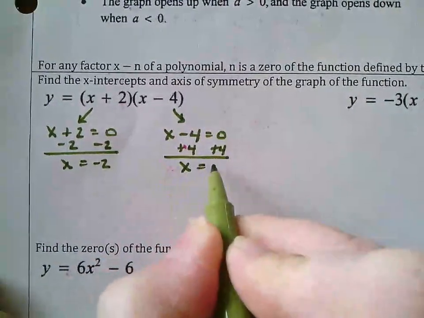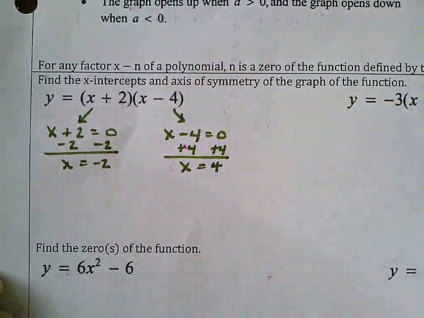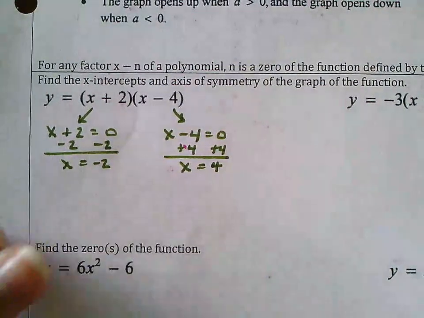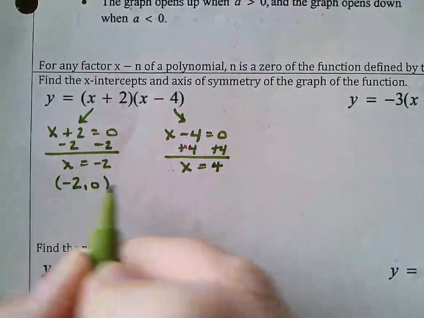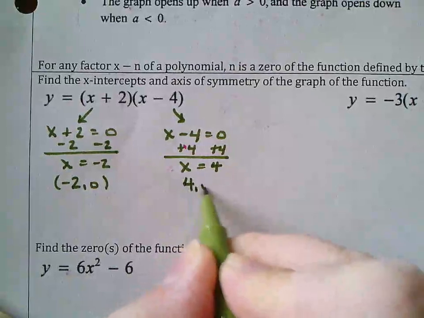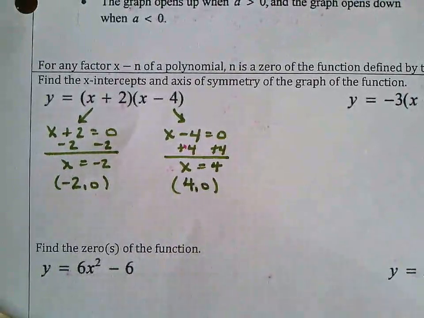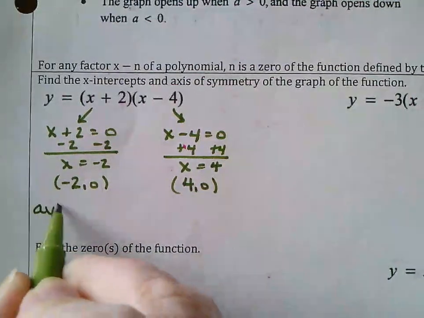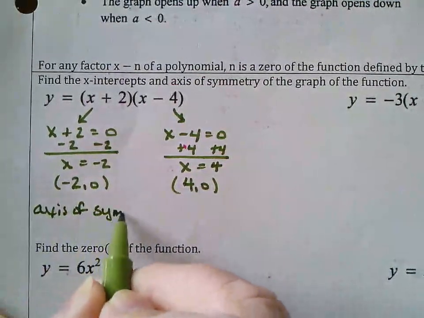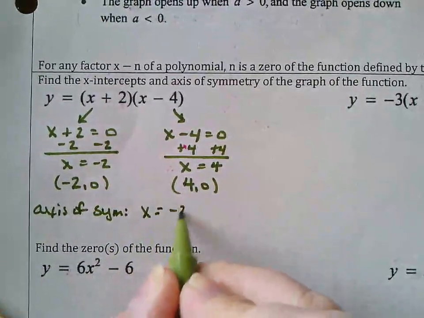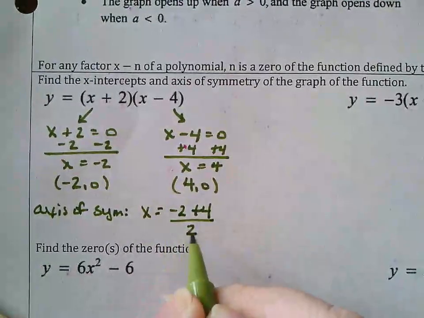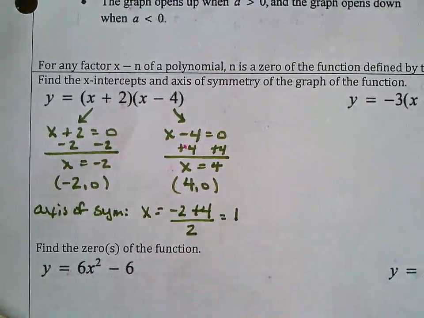You might actually be really good at this right now and not even need to write out those steps, which I'll eventually stop doing, but right now I'm just writing them out so you can see it. So this means that one of my intercepts is at (-2, 0), and my other intercept is at (4, 0). And if you're trying to find the axis of symmetry, you're going to do x equals (-2 + 4) divided by 2, so 1. And that is your axis of symmetry.